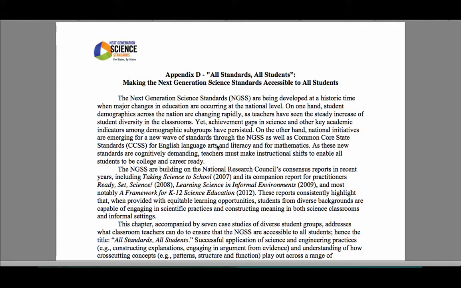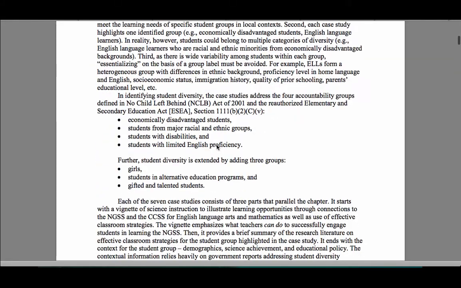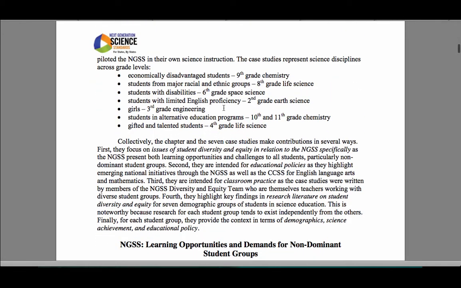For this activity, please scroll down. On page 3, you'll see the overview of the case studies that are available to us through Appendix D. Please identify the case study that is closest to your grade level. This will be the case study that you are going to use for the following activity.